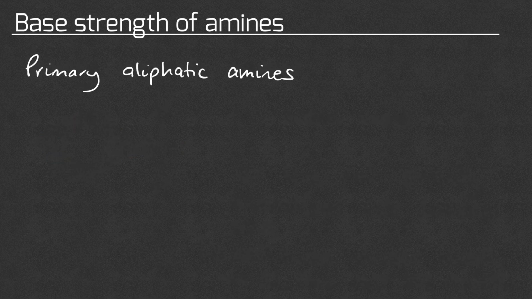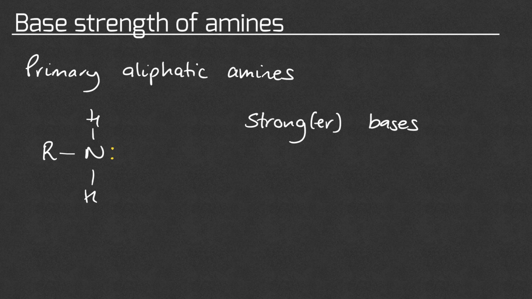We'll now look at primary aliphatic amines. So aliphatic means it's alkyl chains, so it'll be an amine with one straight chain attached. So we can see here, primary amine, we've got one R group, and we've got our lone pair on the nitrogen. Whilst all amines are weak bases, primary aliphatic amines are stronger bases than the aromatic amine we've just looked at.